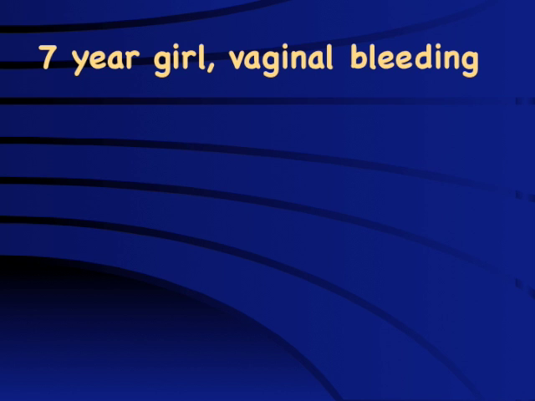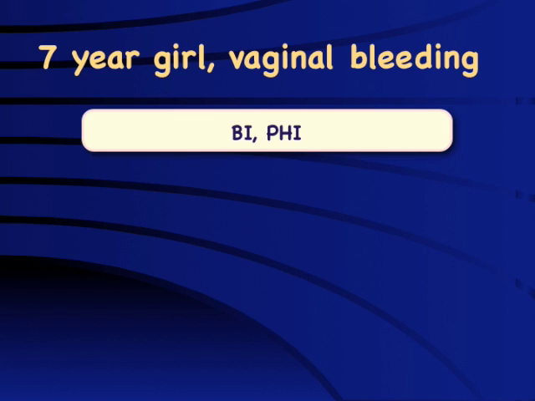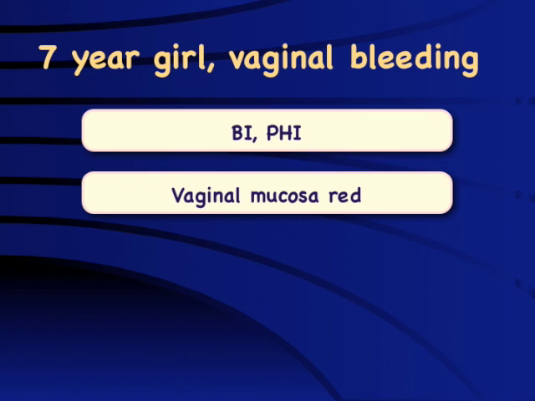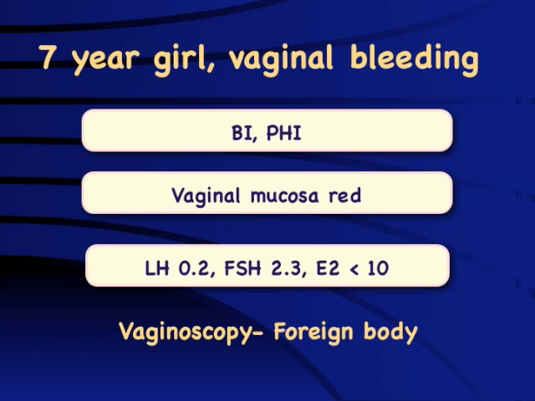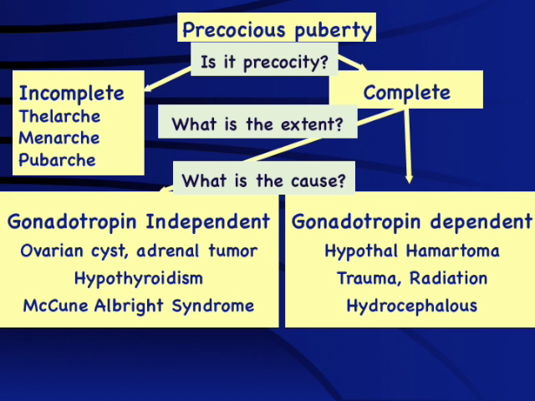7-year-old girl with vaginal bleeding, no breast development and no pubic hair development, and this is a red herring. Any girl who doesn't have a breast development and has bleeding, it is non-endocrine. Vaginal mucosa confirm the same, it is red and glistening. LH levels is low, FSH may be high in this age group. So this is a non-endocrine cause. Gynecological evaluation revealed a foreign body.